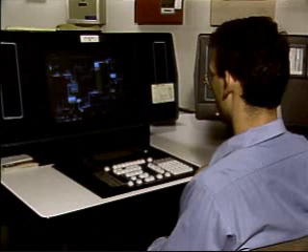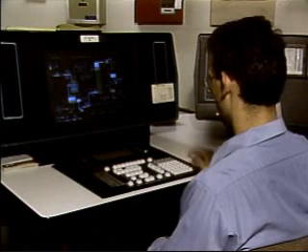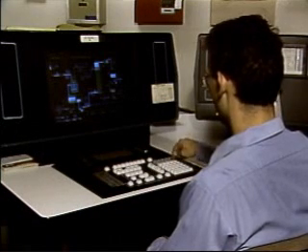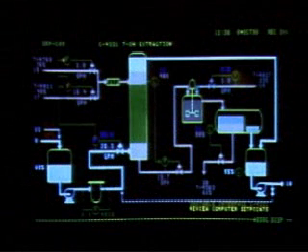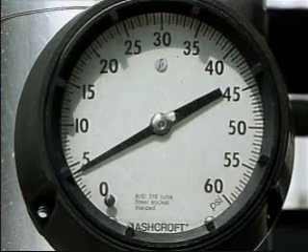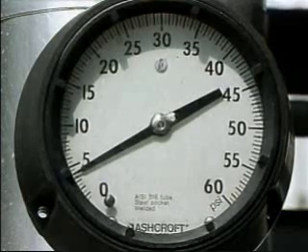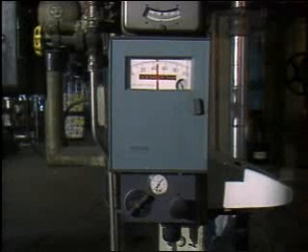The job of monitoring process variables is typically handled by process instrumentation. Process instrumentation is a general term used to describe instruments that monitor or control process variables. An instrument is any device used to measure, indicate, control, or transmit information about a process or system.